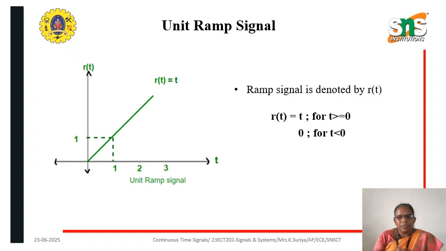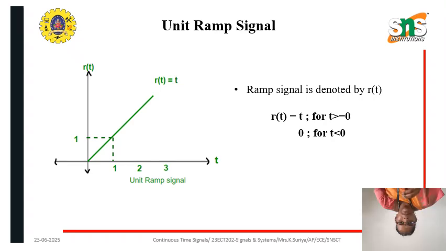Next one is unit ramp signal, which is denoted by R of t. So it is an increasing function which increases linearly with time. A ramp signal exists only for positive values and it is zero for negative values. Ramp signal is used to analyze system response to linearly changing inputs. It is also known as velocity type input. Ramp input is defined by its slope. So it is defined by R of t is equal to t for t greater than or equal to 0 and it is 0 for t less than 0. So it is a linearly increasing function as shown in the figure.